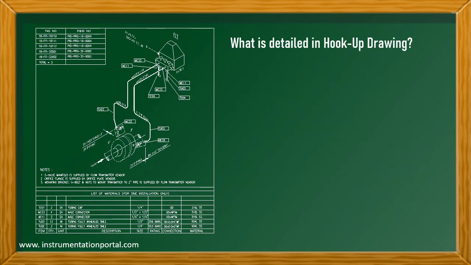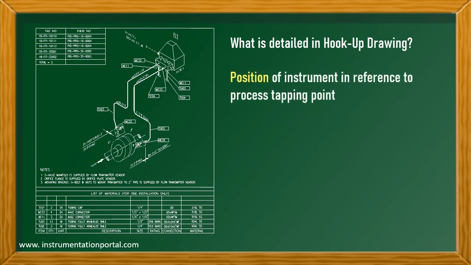This drawing also indicates the position of the instrument in reference to the process tapping point. The gas service instrument will have the instrument position higher than the process tapping. Inversely, the liquid service instrument will have the instrument position lower than the process tapping. As you can see, this drawing is for an instrument serving the process gas.